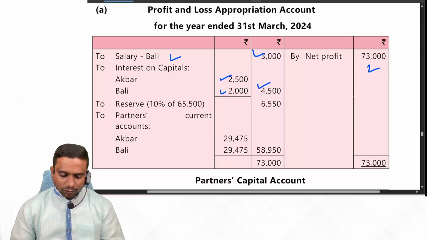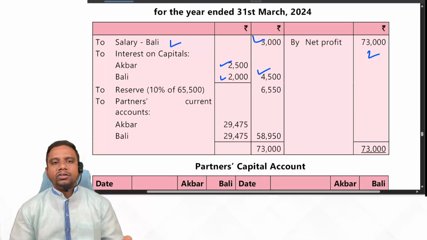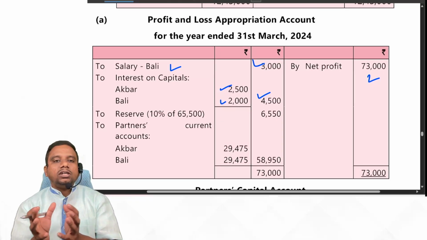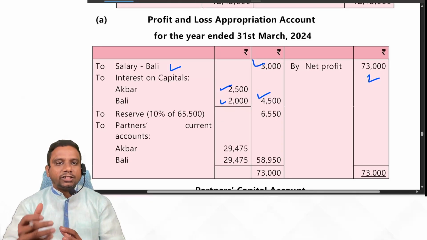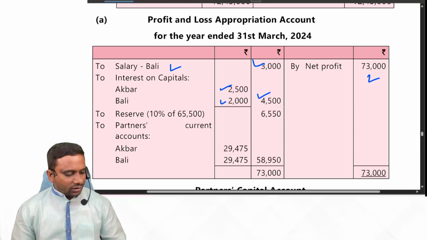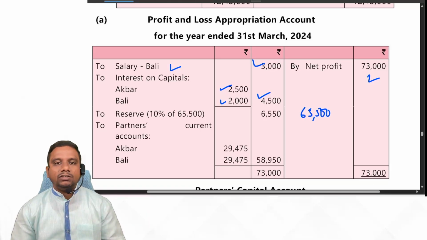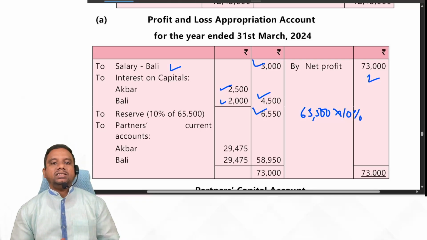Fine. So first calculate the divisible profit. Divisible profit is nothing but, after doing all the adjustments in the P&L appropriation account, whatever balance is left. That is called the divisible profit, because that balance is distributed among partners. Now here 73,000 minus 3,000 minus 4,500. The divisible profit is 65,500, students. Divisible profit 65,500 into 10%, 6,550 is transferred to the reserve.